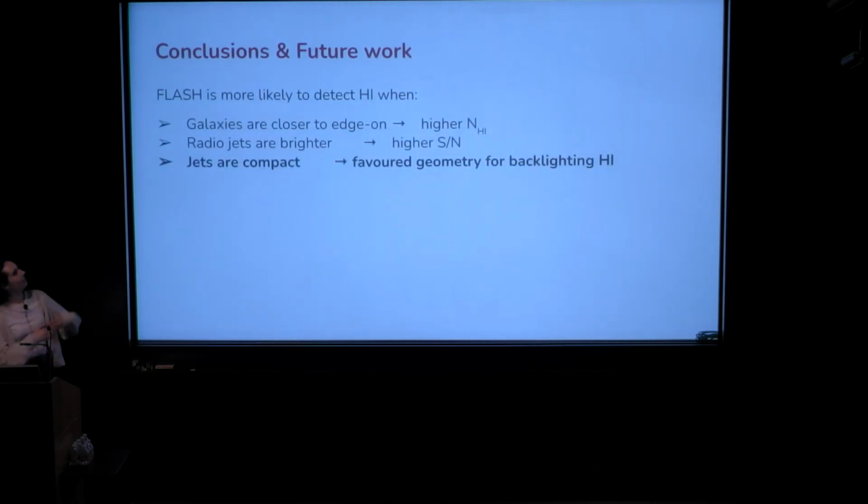So to sum up then, it looks like FLASH is more likely to detect neutral hydrogen when galaxies are closer to edge-on if they're disky, because we're probing a higher column density of gas; when the radio jets are brighter, just because we have a higher signal-to-noise; and when the jets are compact, simply because it looks like we're favoring geometry for backlighting the HI when the jets haven't yet broken out of the ISM.